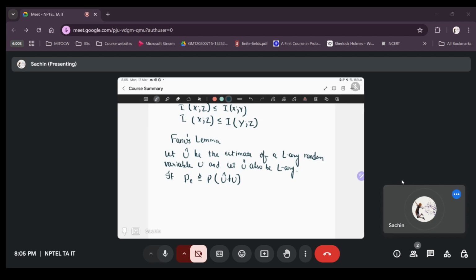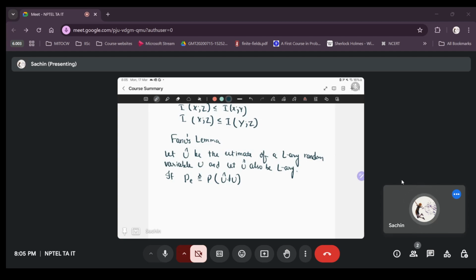See, U hat and U are random variables which are functions of the outcome of the experiment. Outcomes can be written as omega 1, omega 2, etc. And the value of the random variable, since U is a function, there will be U of omega 1, U of omega 2, etc.